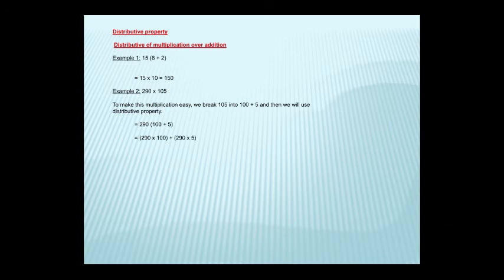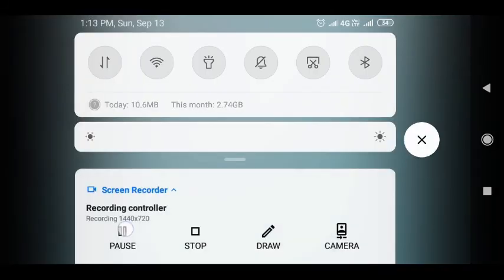So, 290 multiply with 100 plus 5. Inside the bracket, you have to multiply that number 290. 290 into 100, plus symbol is there in the middle. Then again 290 into 5. So, that is 29,000 plus 1,450, 30,450. Let us see one activity.